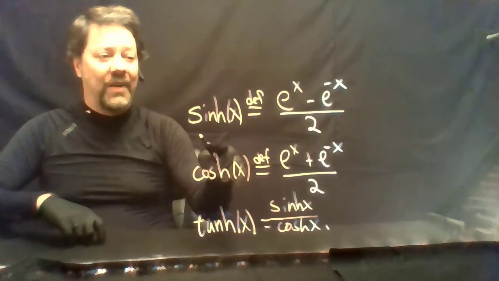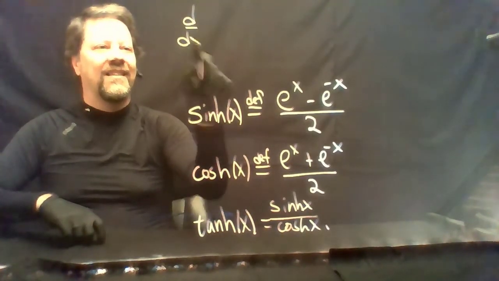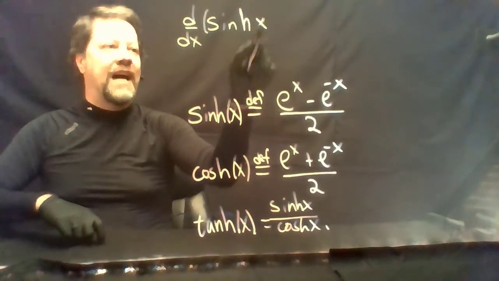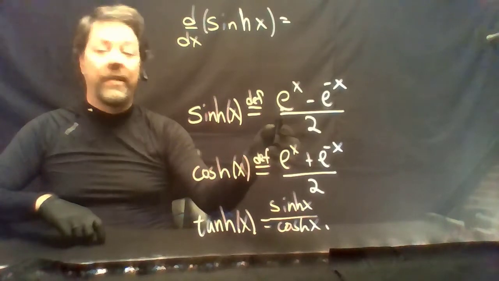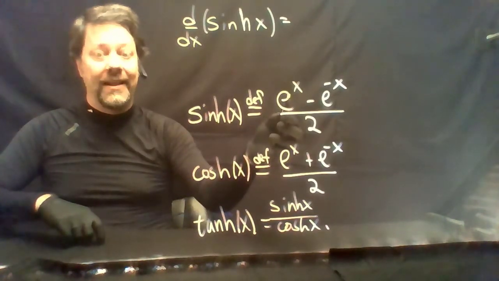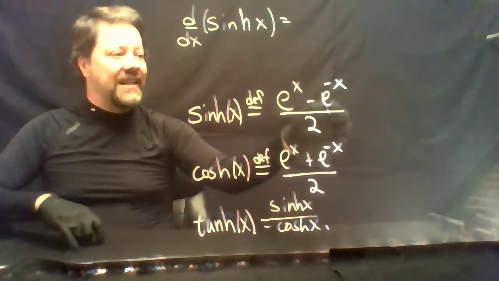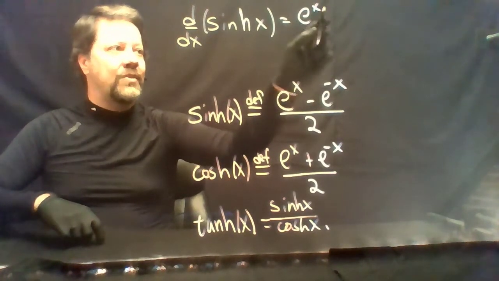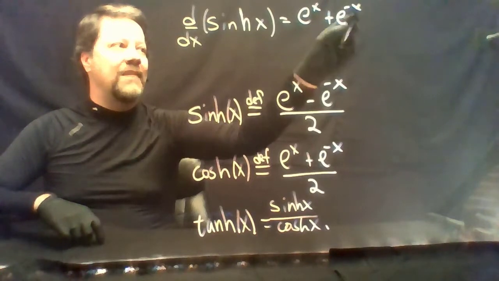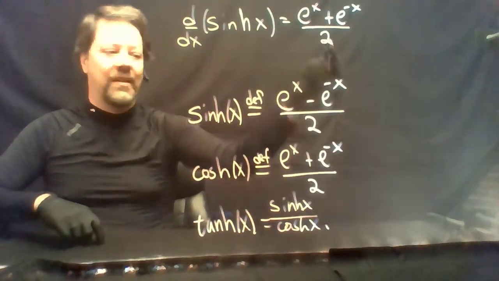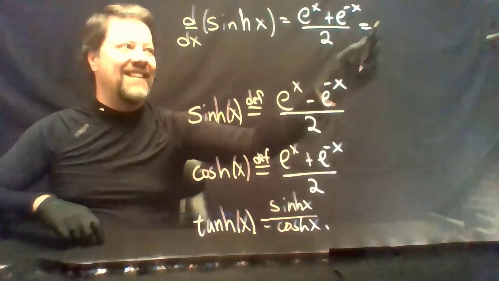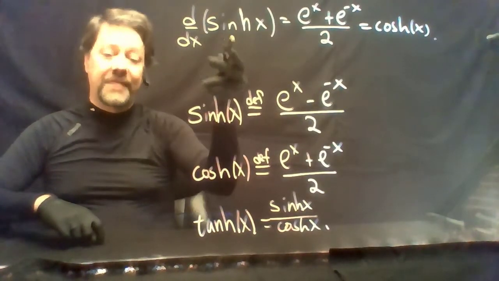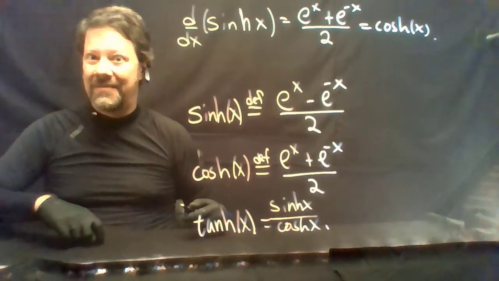Something you can see right away is that the derivative of the hyperbolic sine, derivative of e to the x, is e to the x. The derivative of e to the negative x gives me another negative. So I'll have e to the x plus e to the minus x over 2. But you'll see right away that that's cosh. So the derivative of sinh is cosh.